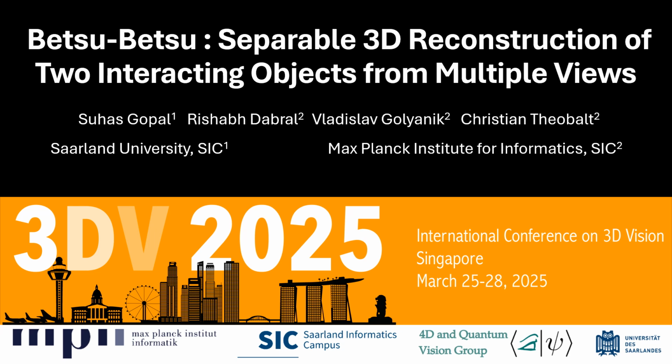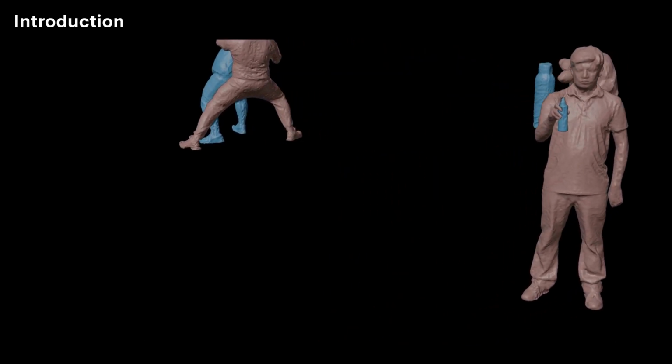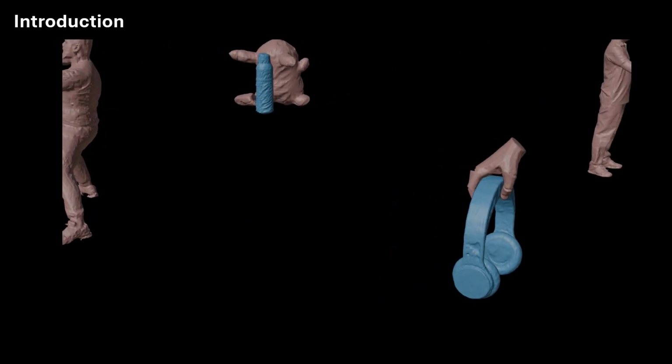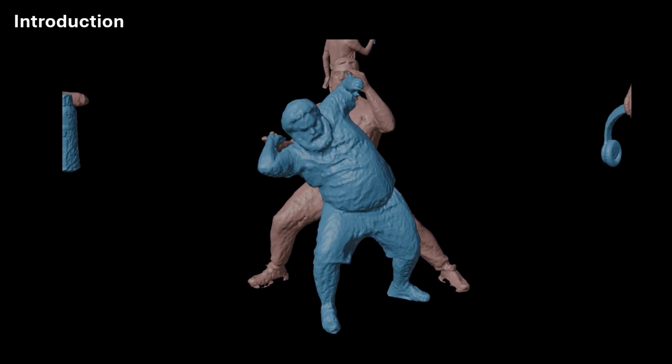Separable 3D reconstruction of two interacting objects from multiple views. We want to reconstruct individual geometries from human-human, human-object, hand-object, object-object interaction scenes along with their texture from multiple RGB views.